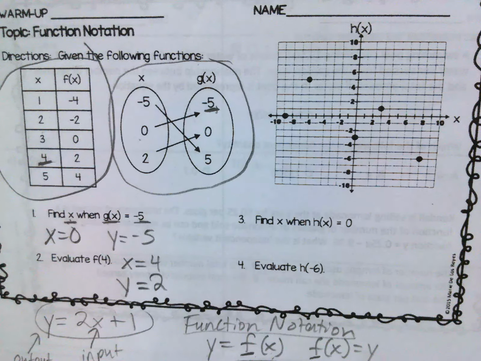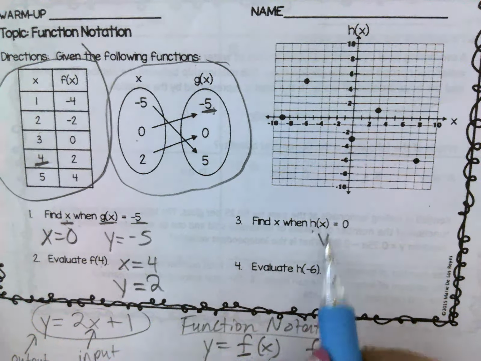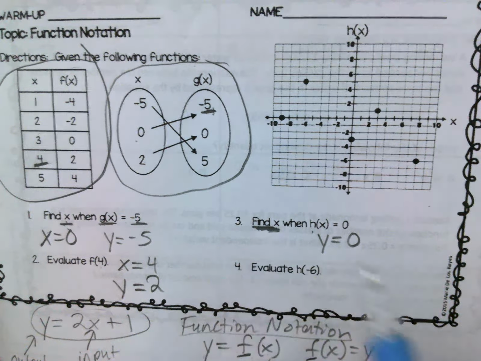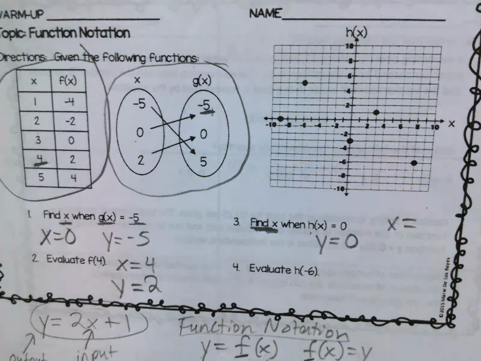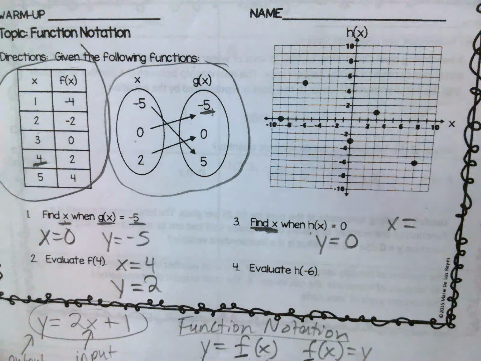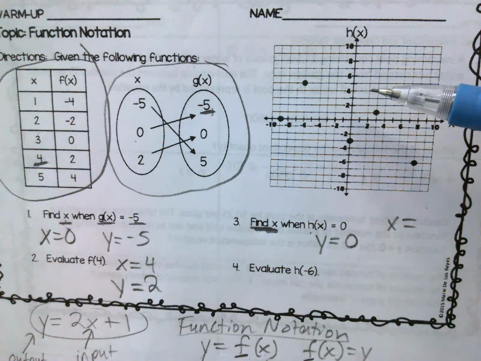All right, do we have ideas? Not yet, okay. I'll pause real quickly. Give us a chance to think. All right, good folks, look at it. H of x is the same as saying y. So y here is equal to 0. So they want to know what x is when y is 0. Let's find where y is 0. Look at the y-axis where y is 0. Okay, y is 0 right here, isn't it? What's the x value? -3.